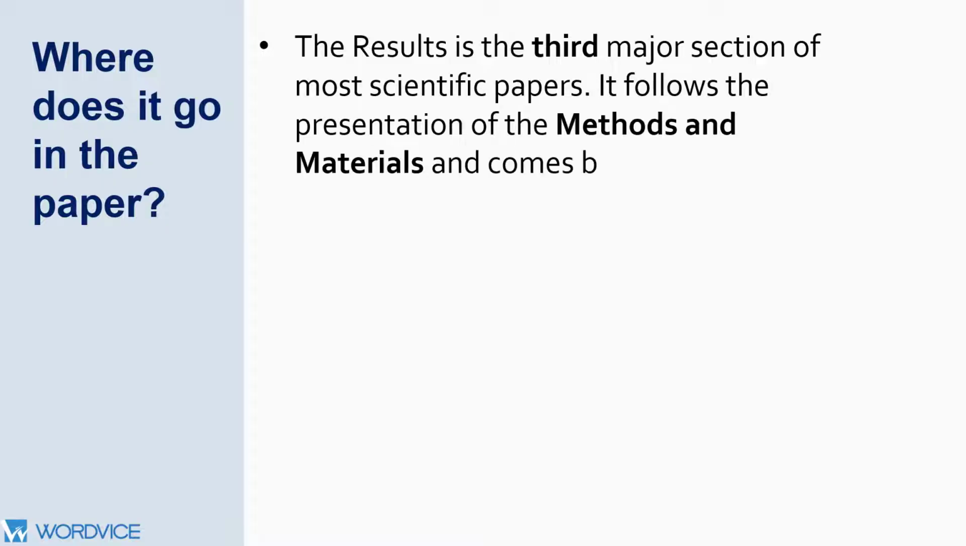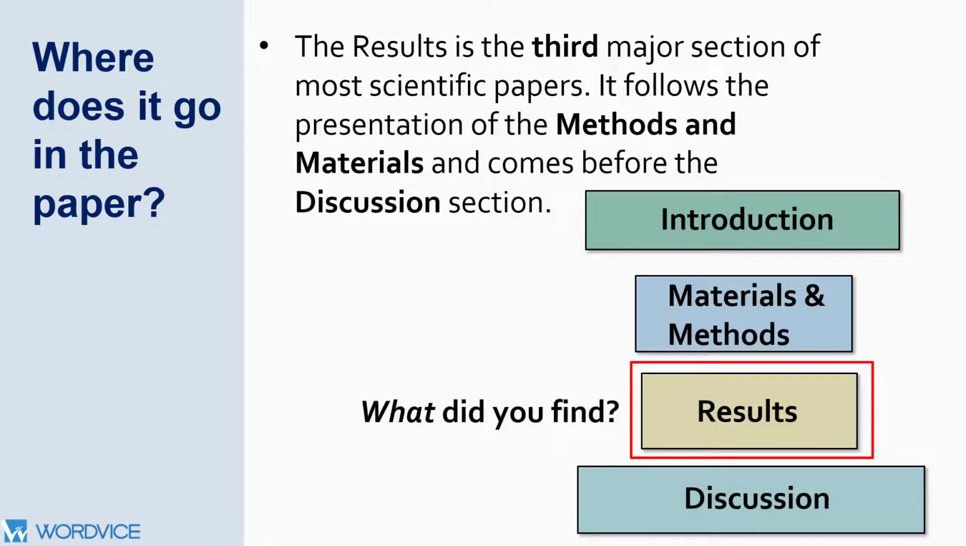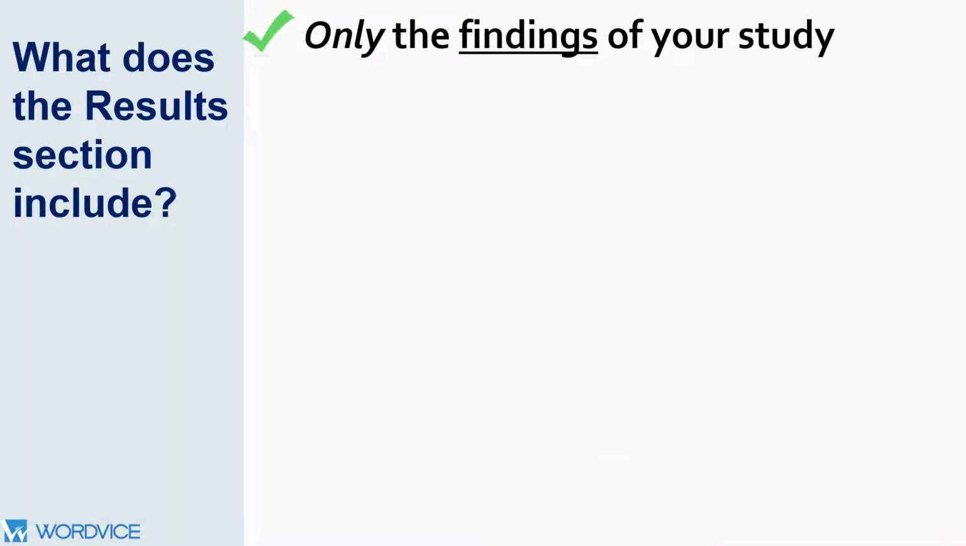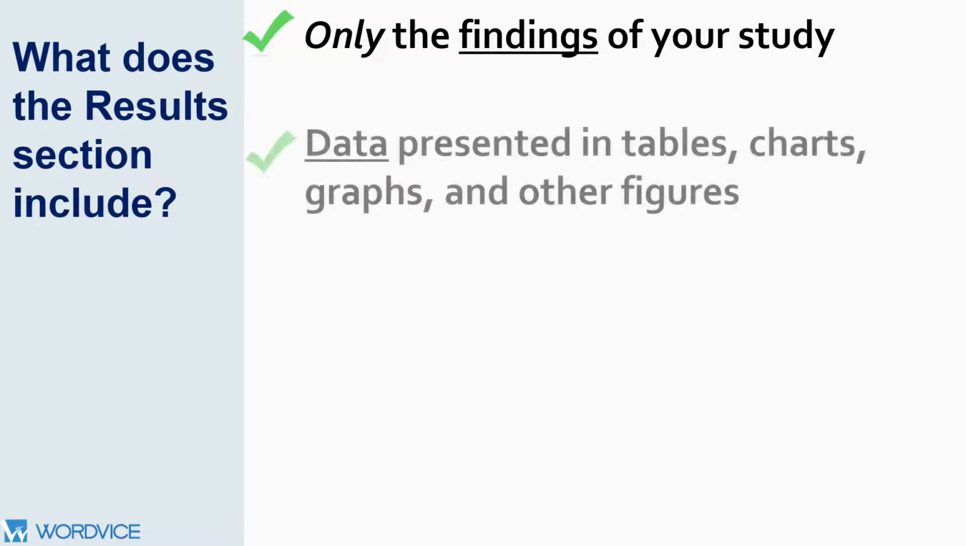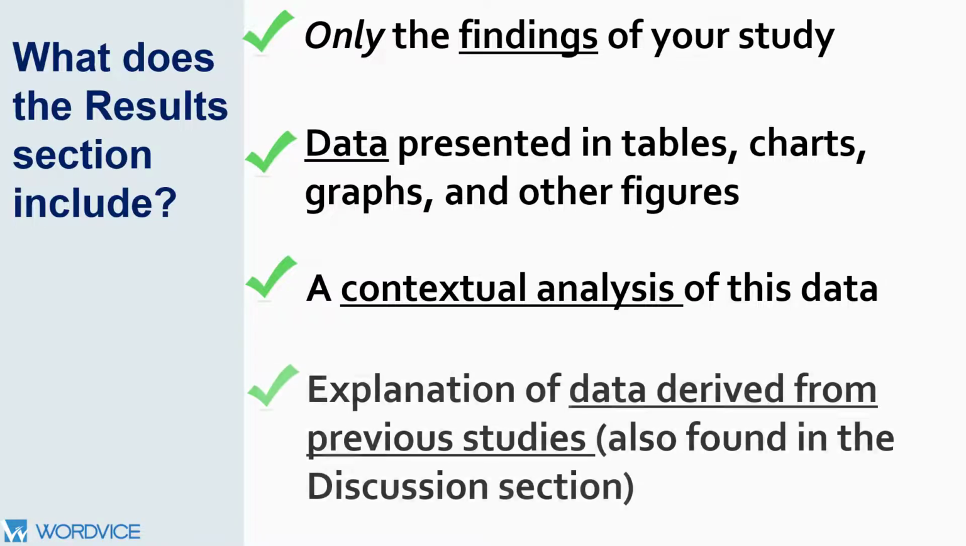It follows the presentation of the methods and materials and comes before the discussion section. It answers the question, what did you find in your research? The results section should include the findings of your study and only the findings. The findings include data presented in tables, charts, graphs, and other figures, contextual analysis of this data explaining its meaning in sentence form, and an explanation of data derived from previous studies.